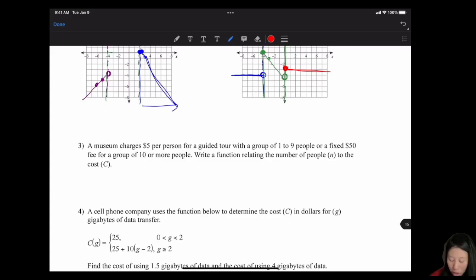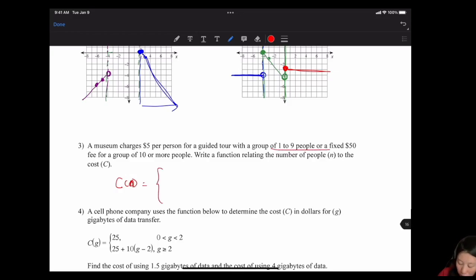Okay, so now they say a museum charges $5 per person for a guided tour with a group of 1 to 9 people, or a fixed $50 fee for a group of 10 or more people. Write a function relating the number of people to the cost. Okay, so from the cost and the people n, they have 2 parts, right?